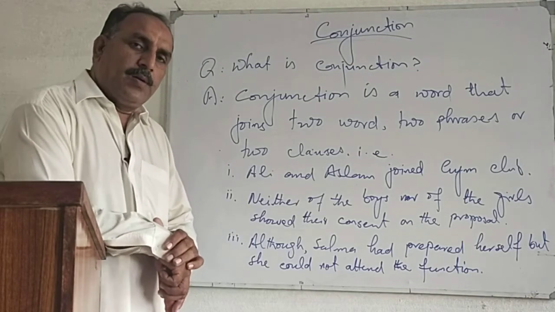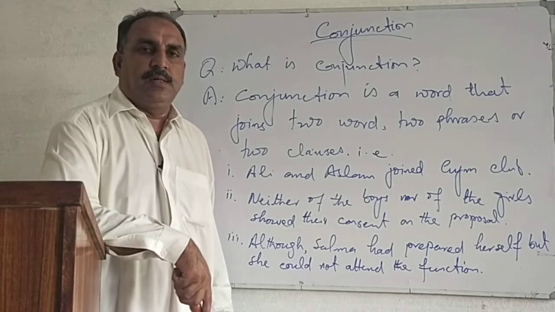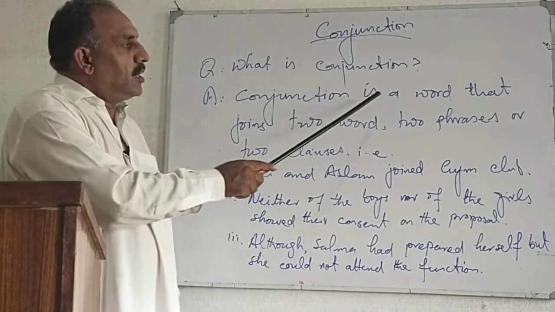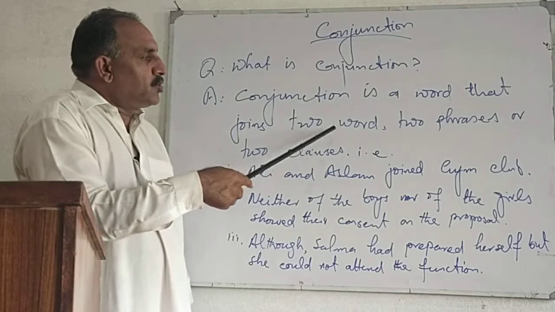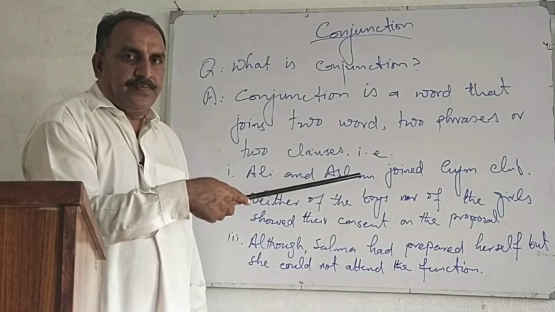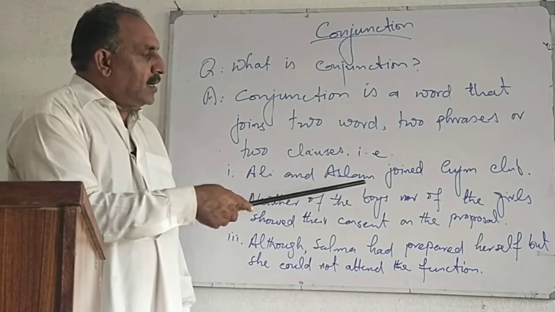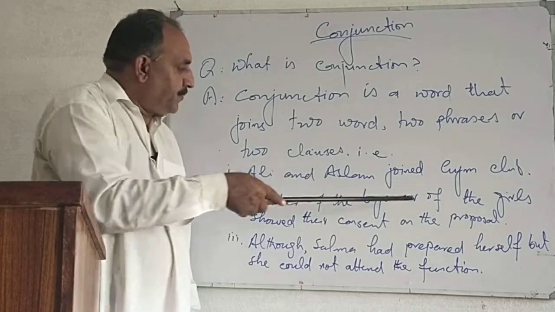Today, we will discuss conjunction. What is a conjunction? Conjunction is a word that joins two words, two phrases, or two clauses in a sentence. For example, Ali and Aslam joined gym club.